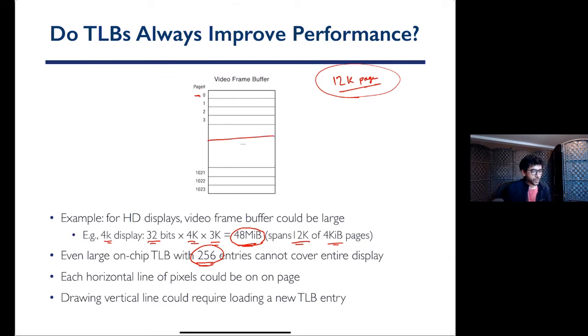By the time you get to entry 256, you have to push this guy out to store this one. And then by the time you come back to zero, you don't have that address anymore in your TLB. So you have to cache it again. So basically the TLB is not helping you at all. There is nothing in the TLB for translation. So this is a problem. Now, how can we address this problem?